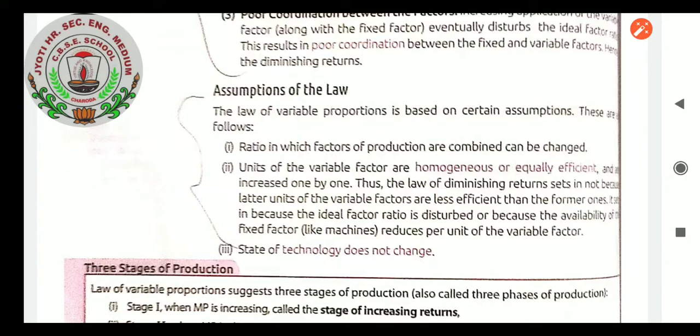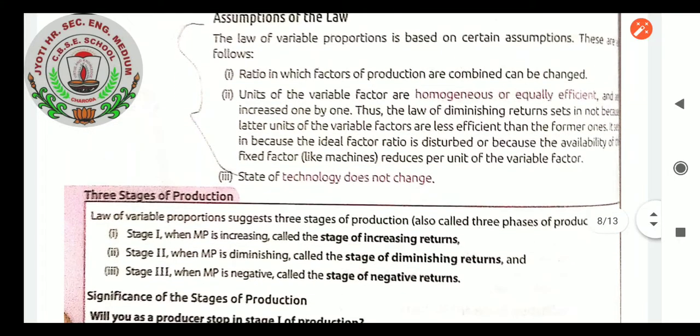Thus, the law of diminishing returns is satisfied not because later units of the variable factor are less efficient than the former ones. It happens because the ideal factor ratio is disturbed, or because the availability of only fixed factors like machines reduces the output per unit of the variable factor. The state of technology does not change. These are the assumptions of the law.